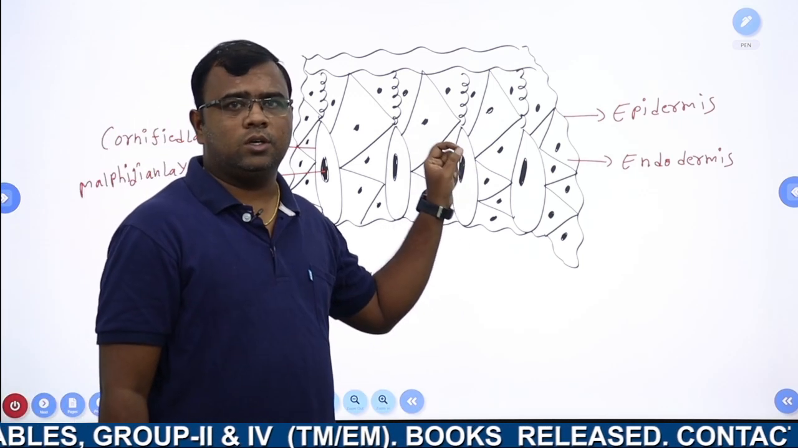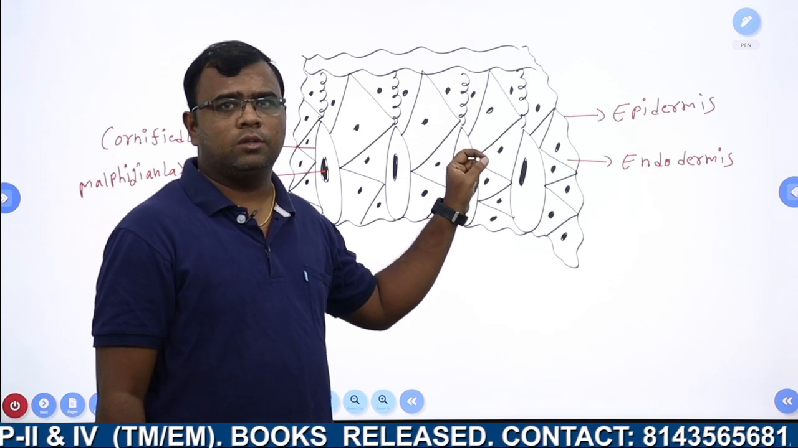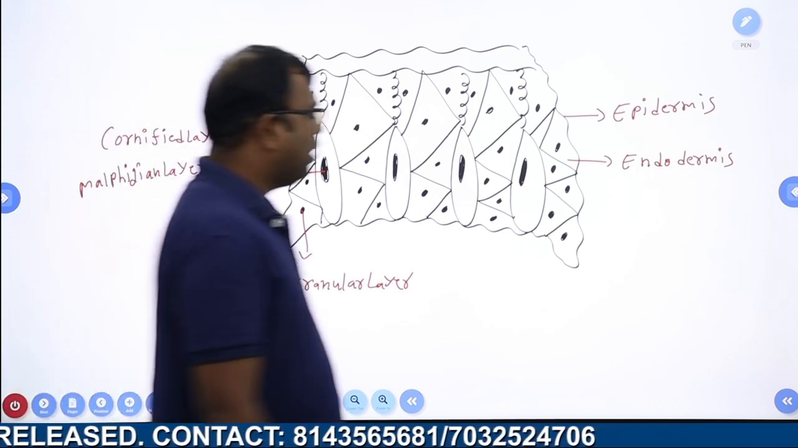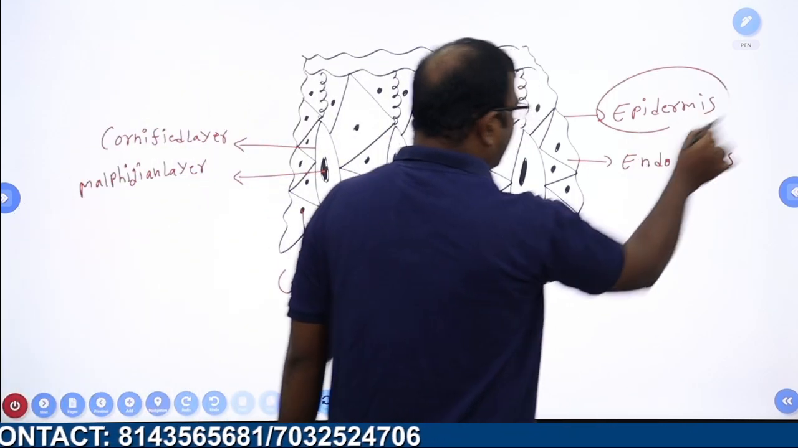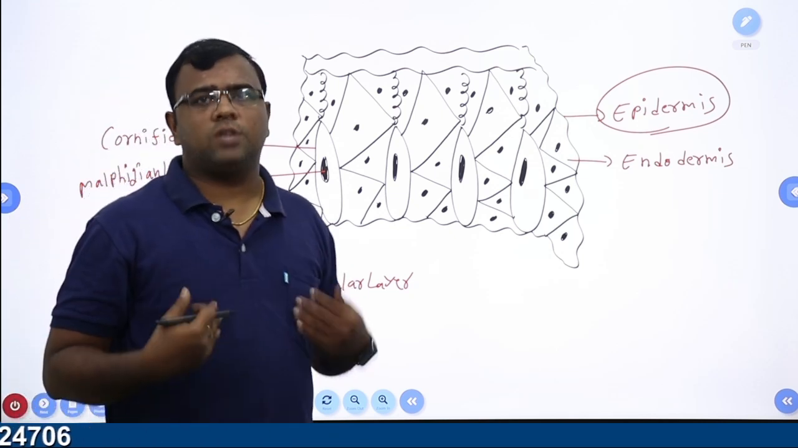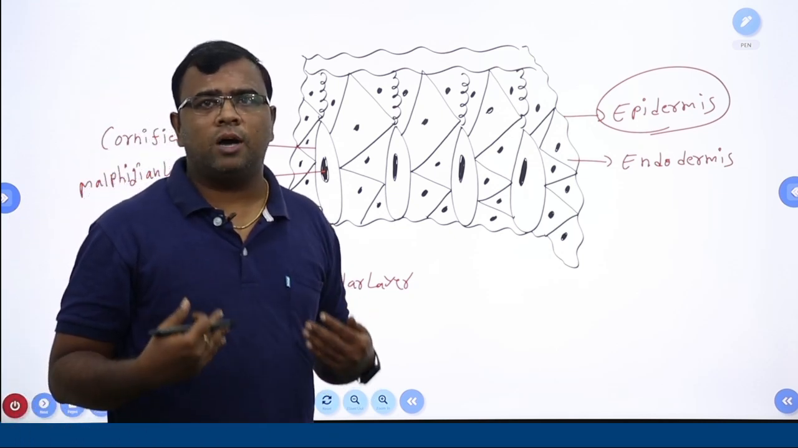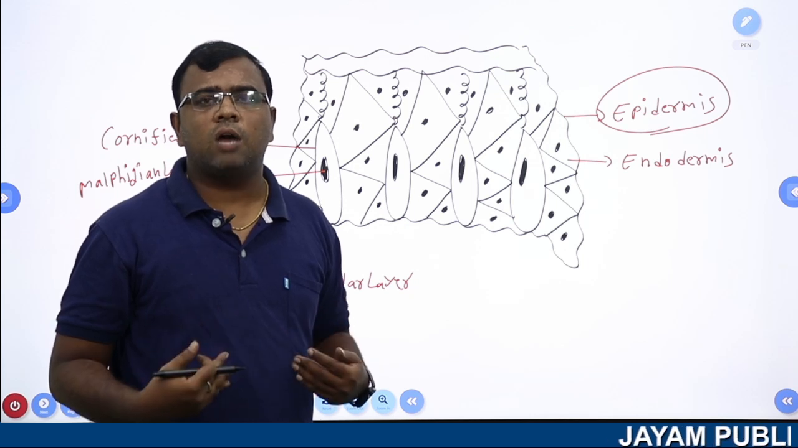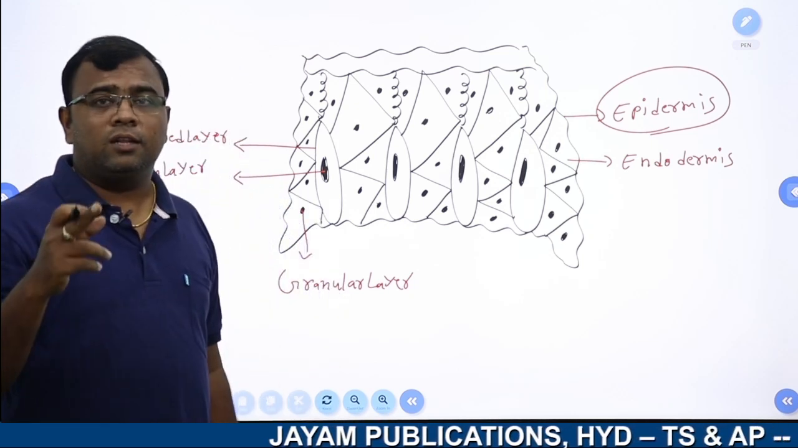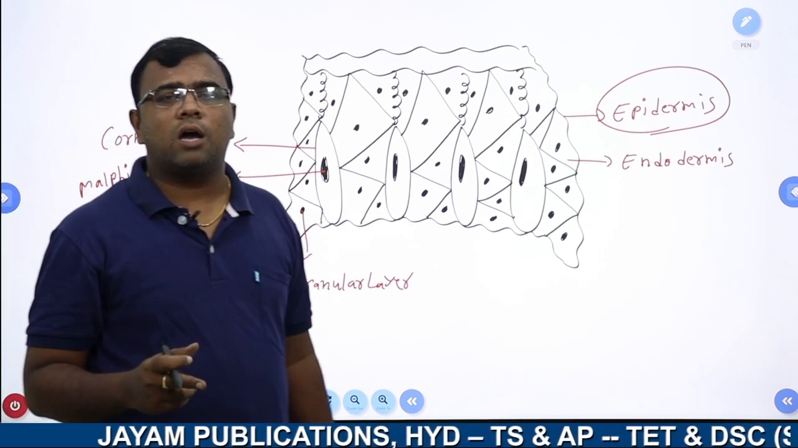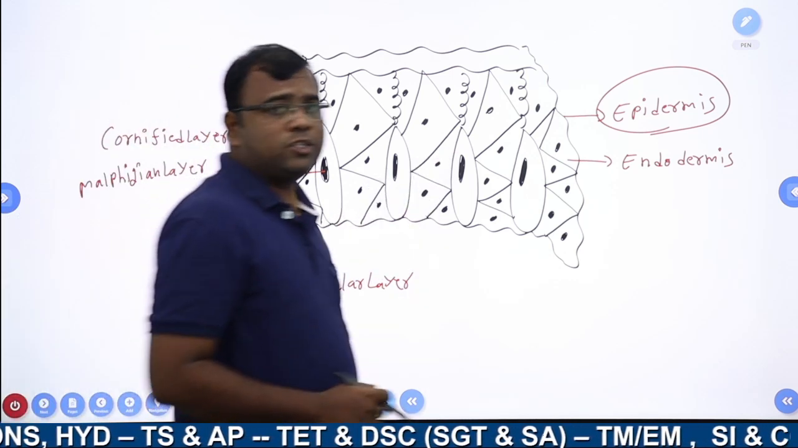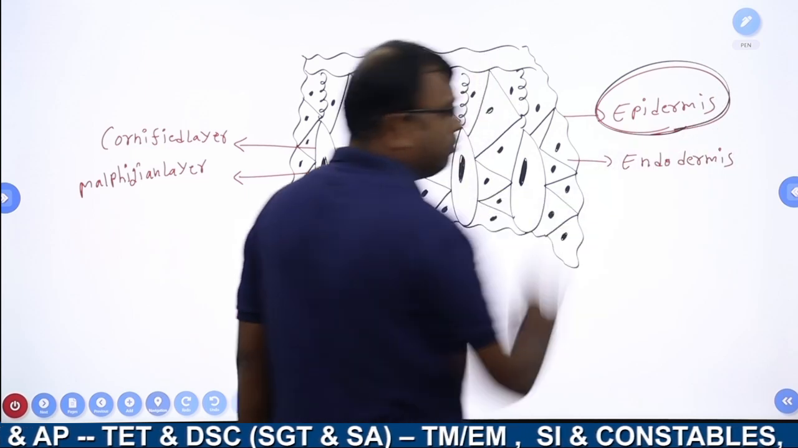The skin is divided into two types. The first one is epidermis, the second one is endodermis. I will first explain about the epidermis. The outside part of the skin is called the epidermis, and the inside part of the skin is called the endodermis.